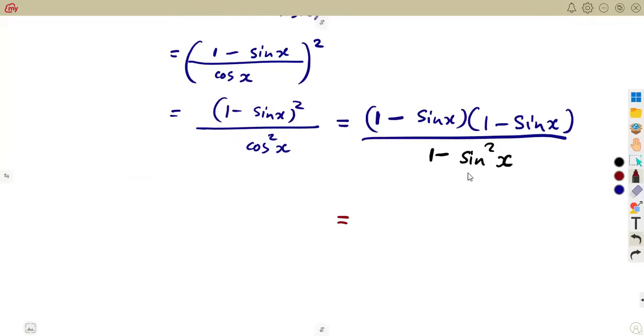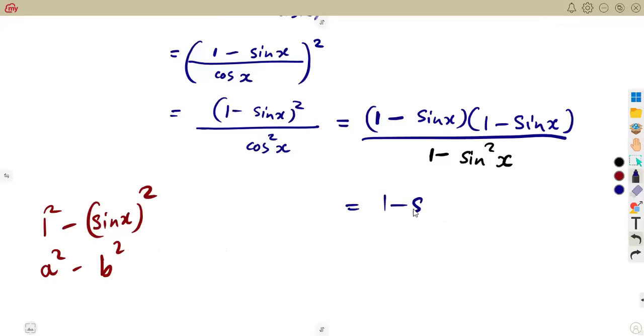Simplifying this, notice there's a difference of 2 squares. 1 squared minus sine x squared, same as a squared minus b squared. So that's a difference of 2 squares. So that is it, guys.